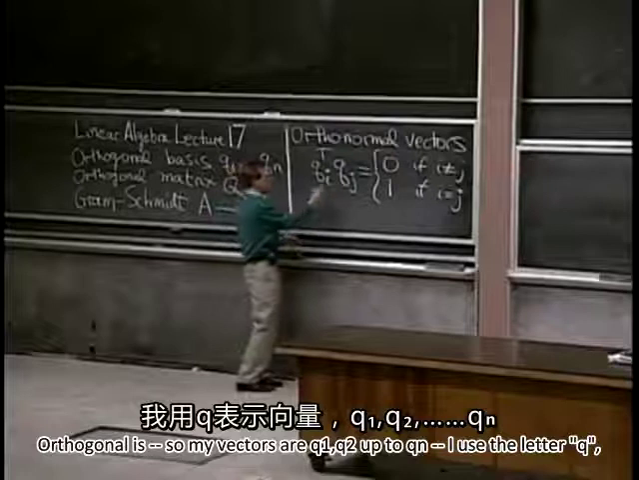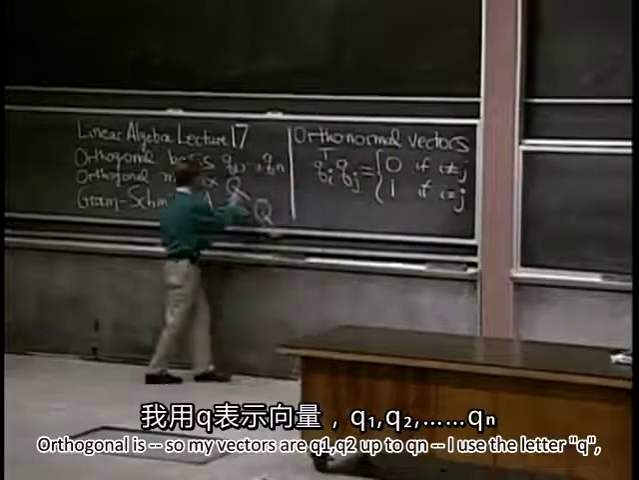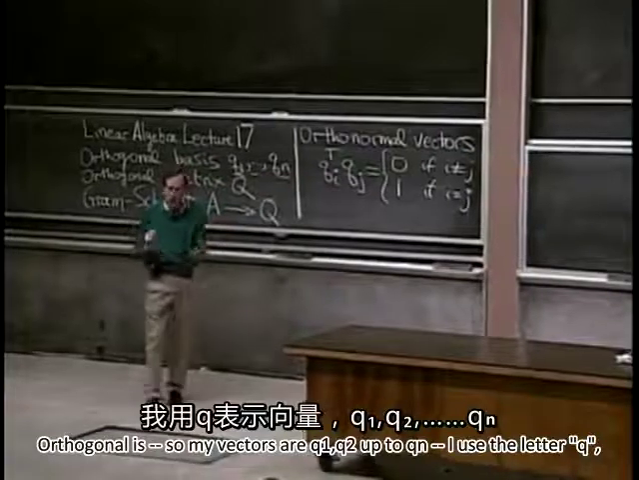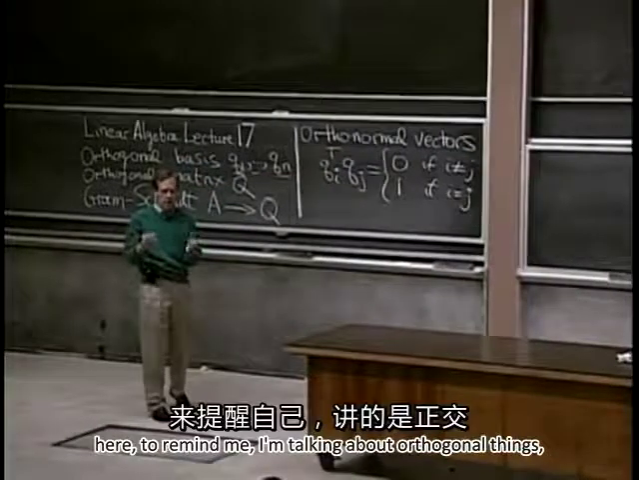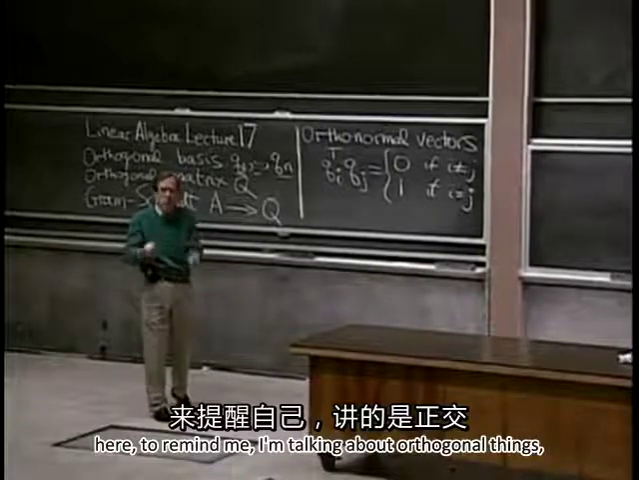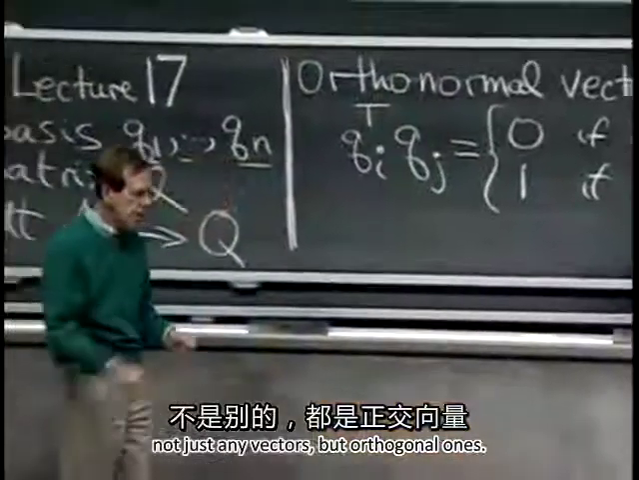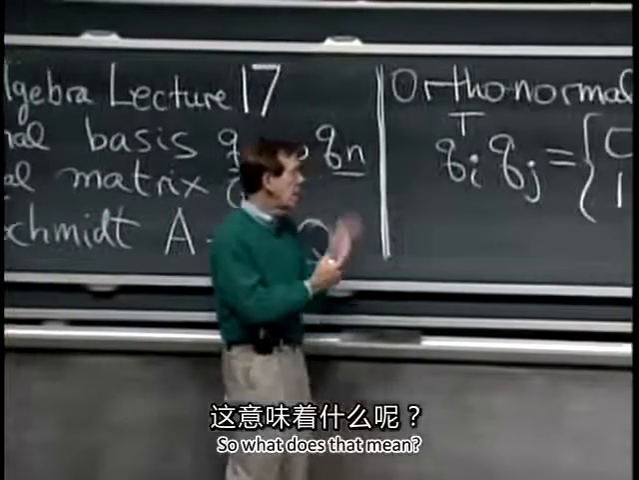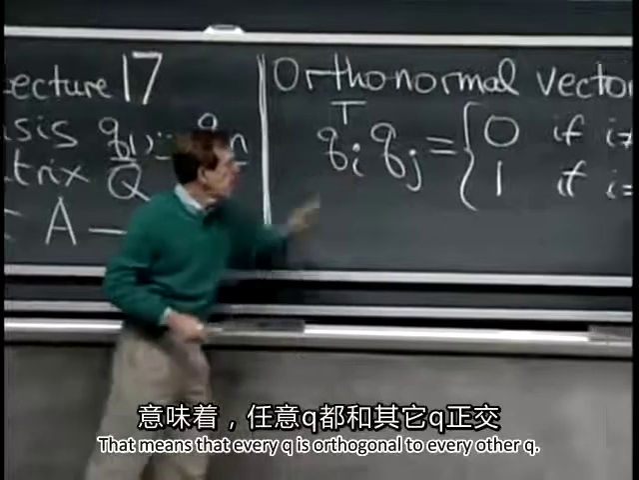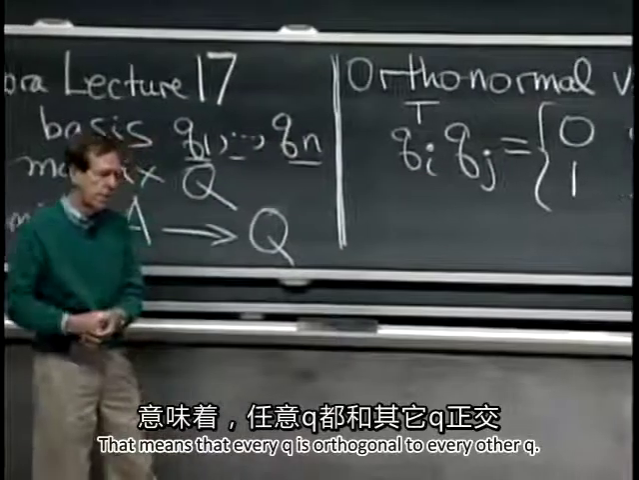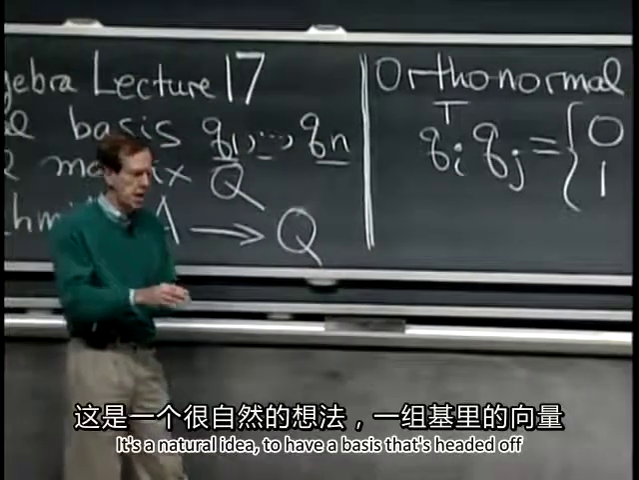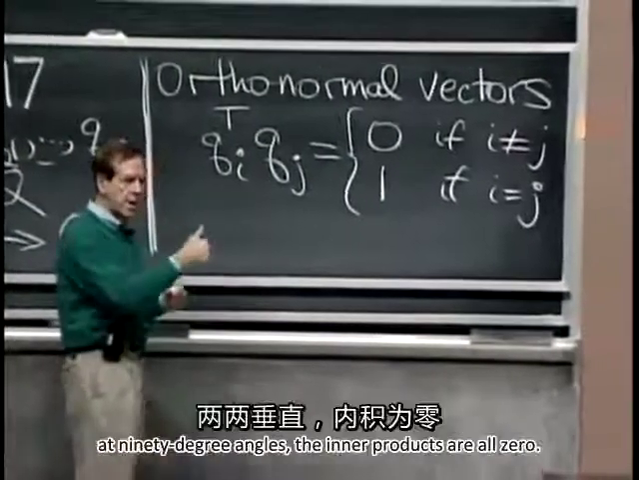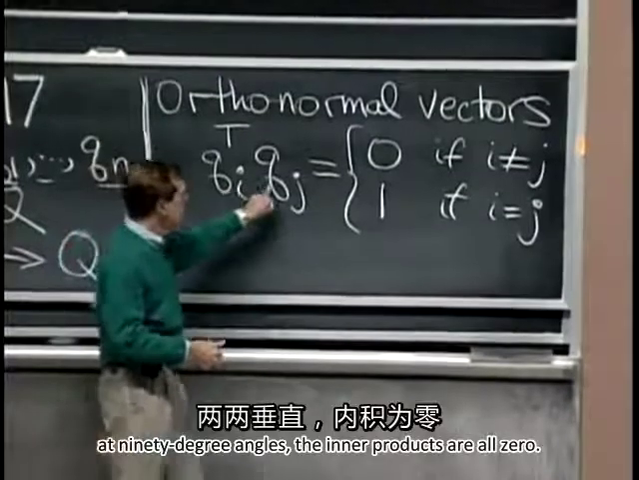Orthogonal is, so my vectors are Q1, Q2, up to Qn. Can I use the letter Q here to remind me I'm talking about orthogonal things? Not just any vectors, but orthogonal ones. So what does that mean? That means that every Q is orthogonal to every other Q. It's a natural idea. To have a basis that's headed off at 90-degree angles, the inner products are all zero.